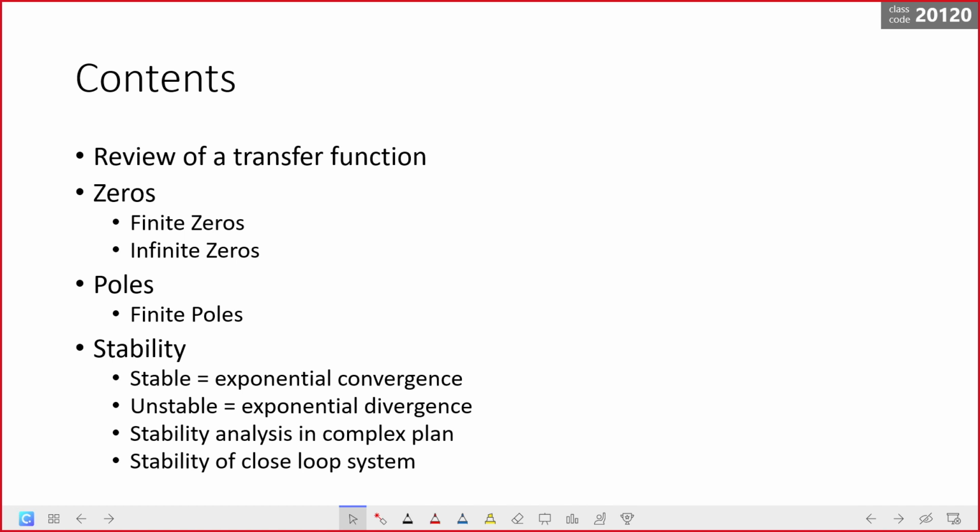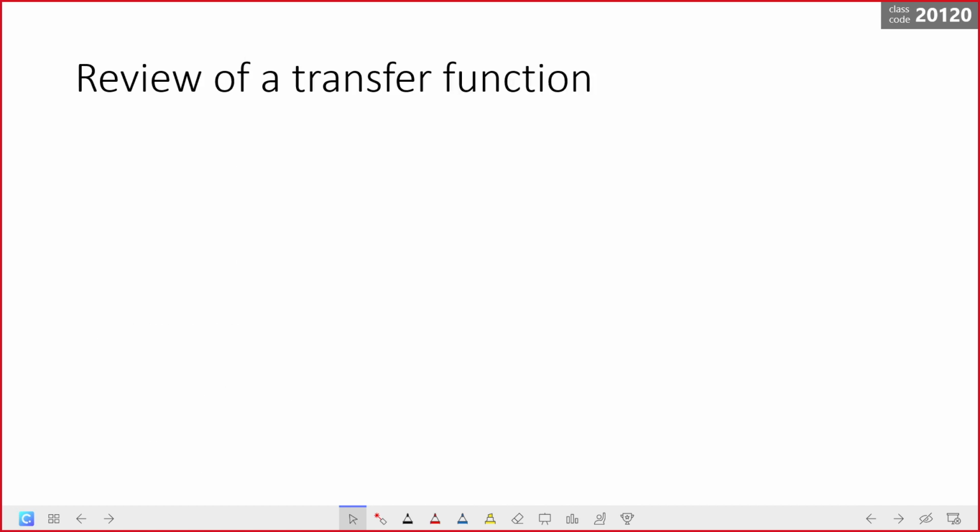And there are four main content for this lecture. First, a review of a transfer function, and then I'm going to give a definition of zeros and poles. Then we go to the main point, which is stability analysis. So let me review about transfer function.